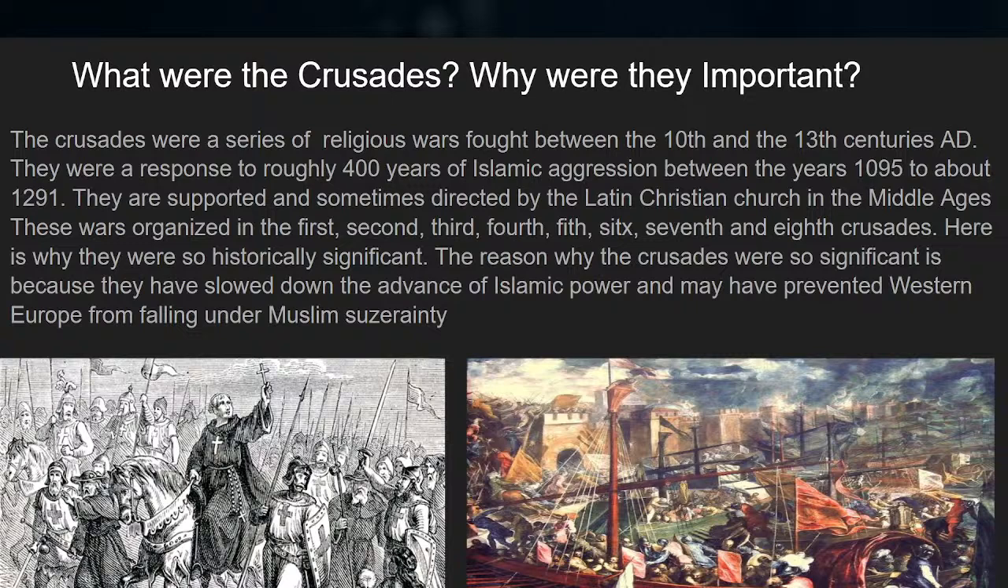Here is why they were so historically significant. The reason why the Crusades were so significant is because they slowed down the advance of Islamic power and they may have prevented Western Europe from falling under Muslim suzerainty. Here are some oil paintings of the Crusades.